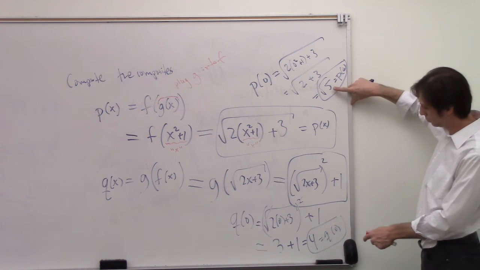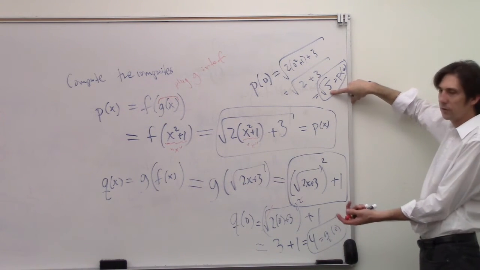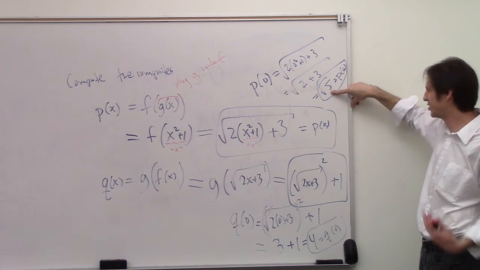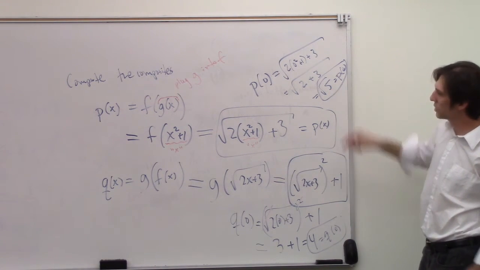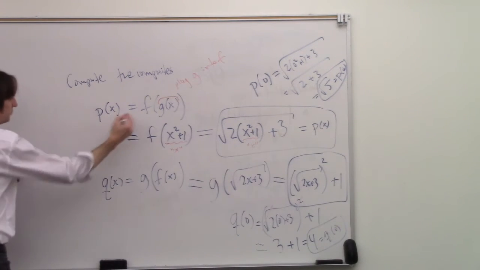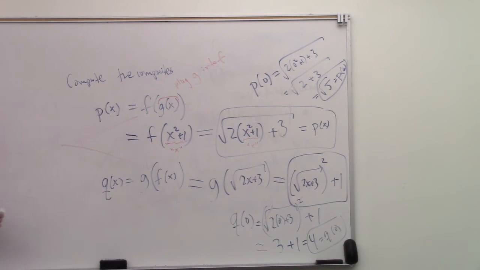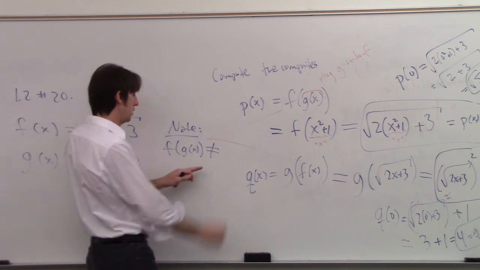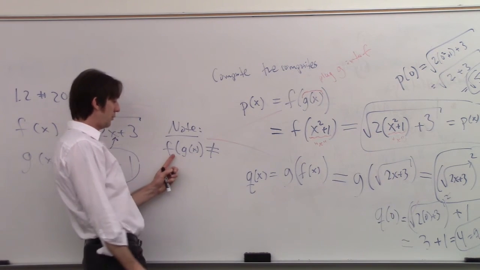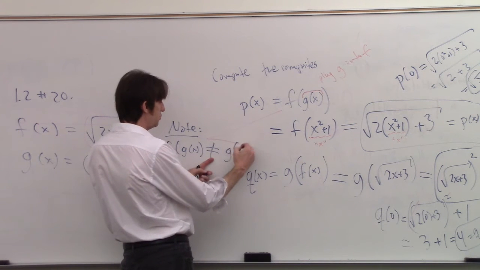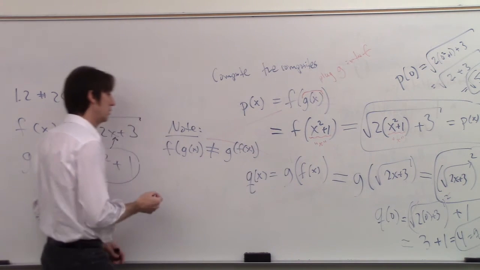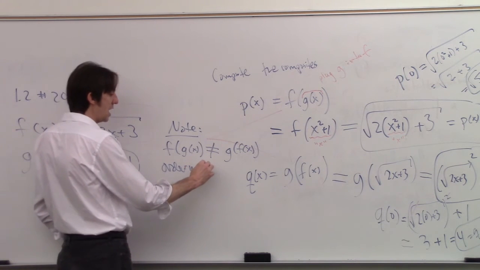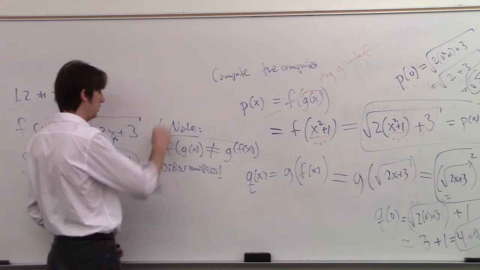And so 4 and square root of 5 are not the same number. You can check that on your calculator if you want. But what I'm trying to say here is that this is an important thing to keep in mind: the order in which you compose really does matter. You can't change the order for compositions. In other words, f of g of x does not equal g of f of x. Okay, order matters. This is not multiplication, this is composition.